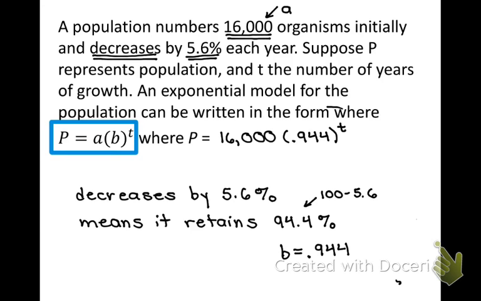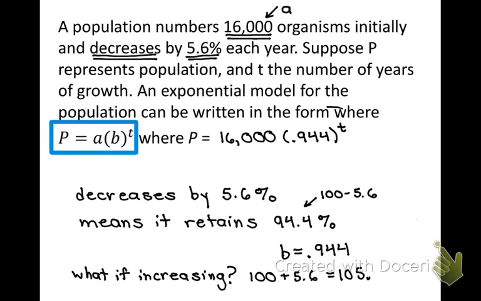Notice too that this particular problem said decreases. In your homework, depending on which version you get, you might get an increase or decrease. So what if it was increasing? Then instead of subtracting it from 100, we would add it to 100. And we would get that it would be 105.6%, which when we write it as a decimal would be 1.056. So be aware of the difference the word increasing and decreasing makes in this type of problem.